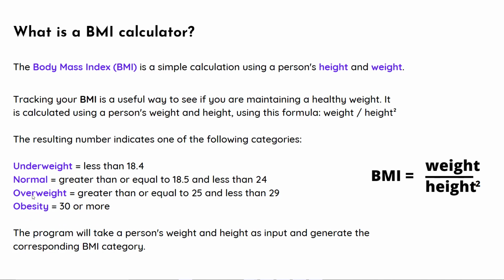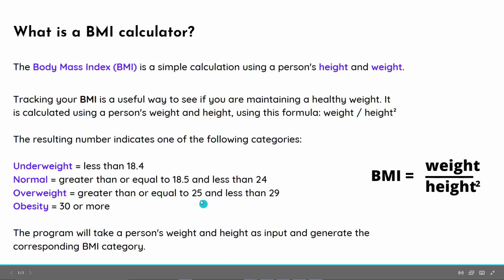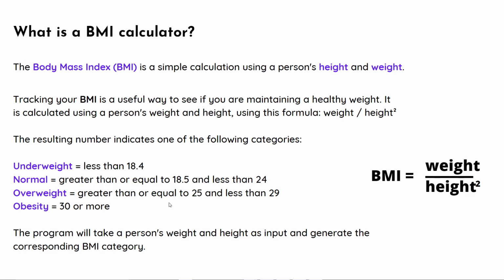Okay, using these categories we are going to build our BMI calculator, and the program will take the person's height and weight as input and it will generate the corresponding BMI category based on the given conditions. I hope you guys understood what this BMI calculator is. Now it's time to work on the project.